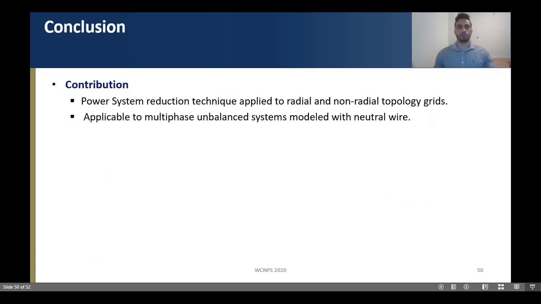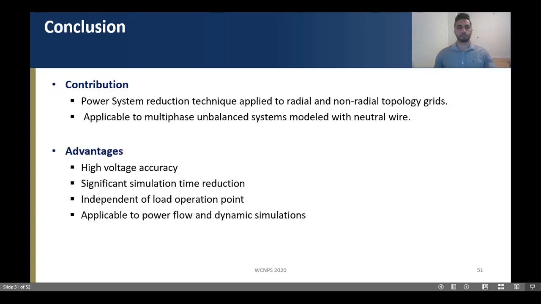In order to conclude, I would like to highlight the contribution of our work. A power system reduction technique was developed that is applied to radial and non-radial topology grids, and that is also applicable to multi-phase unbalanced systems modeled with neutral wire.